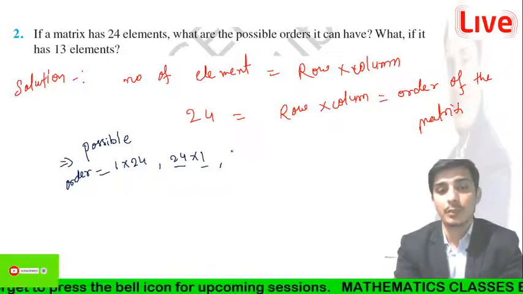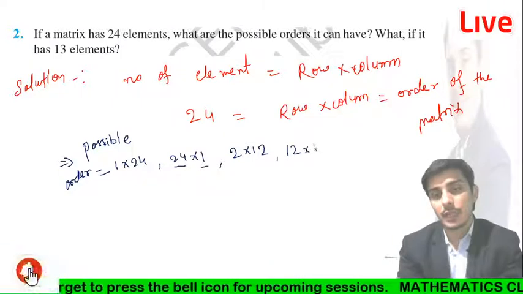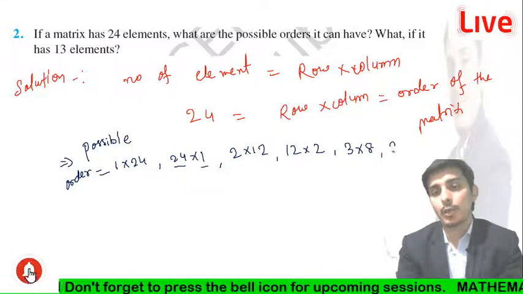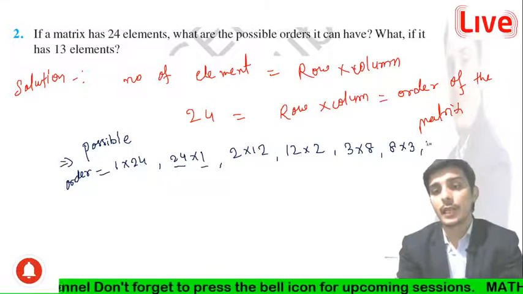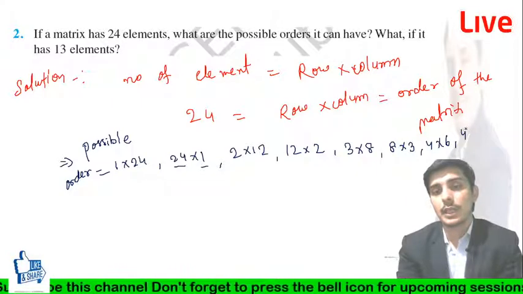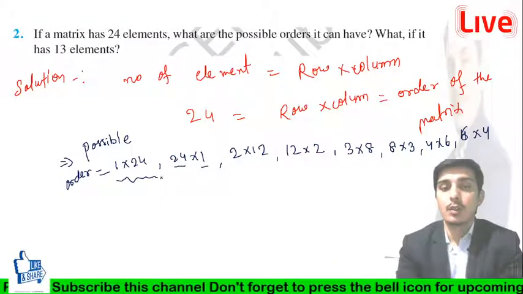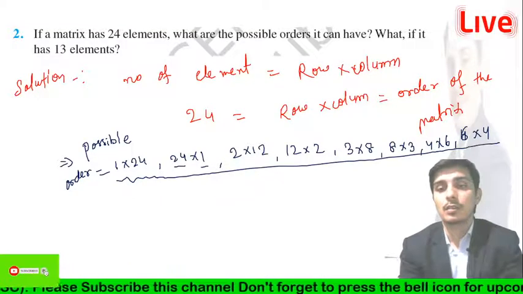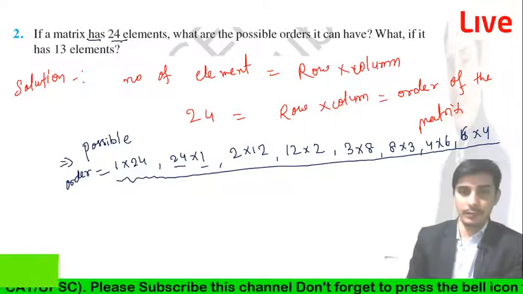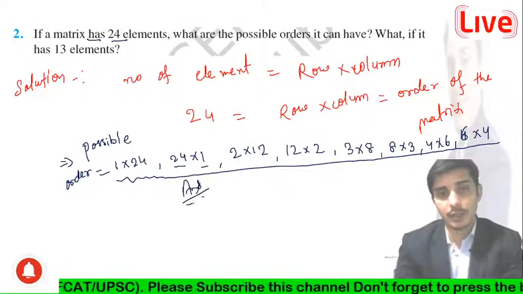Another is 2 into 12 and 12 into 2, right? Next 3 into 8, 8 into 3, next 4 into 6 and 6 into 4, okay, guys. So these are all the possible orders of a matrix containing 24 elements, right? These are the answer of this question.